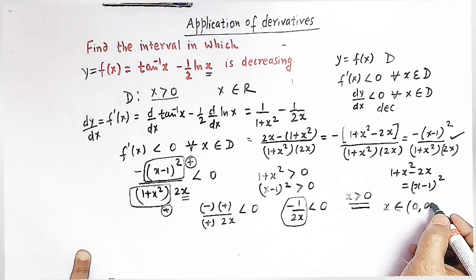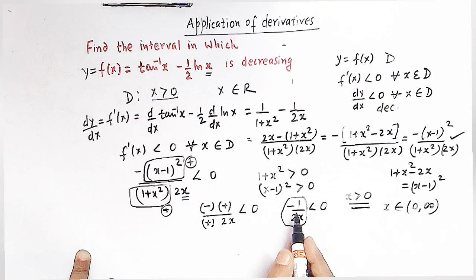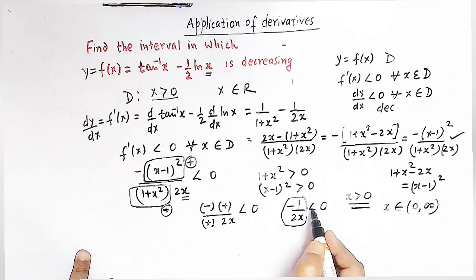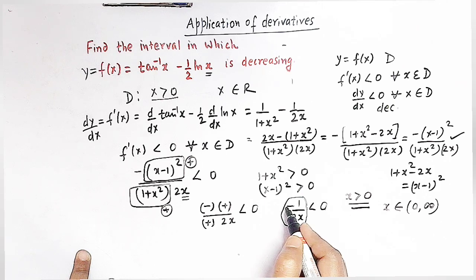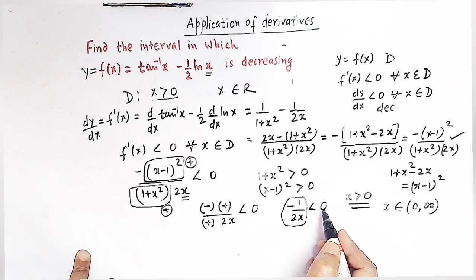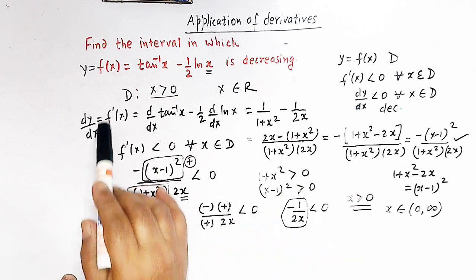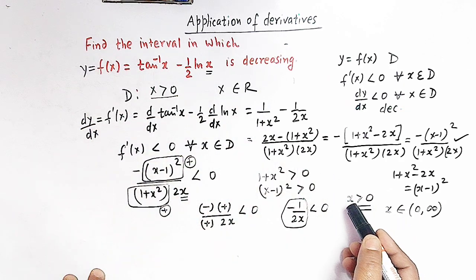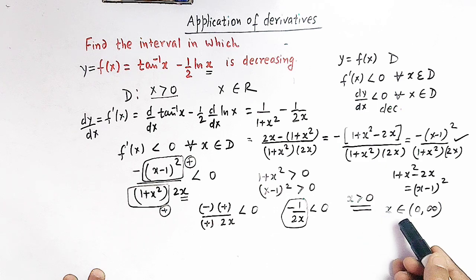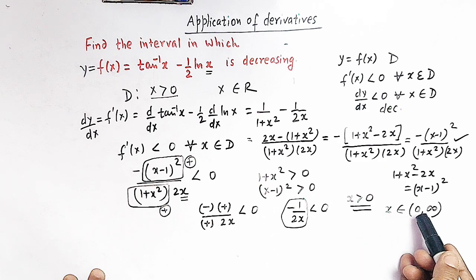So minus 1 over 2x is less than 0 when x is greater than 0, that is x is positive, so that this entire term is negative and it remains less than 0. Therefore this function f of x is decreasing for all x greater than 0, or x belonging to the interval 0 to infinity.